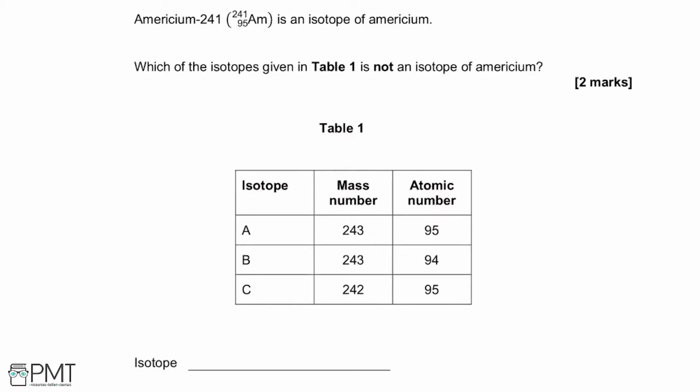Americium-241 is an isotope of americium. Which of the isotopes given in Table 1 is not an isotope of americium? The important thing for this question to know is what an isotope of the same element is. Isotopes of the same element, so atoms of the same element, have the same atomic number. The atomic number is the number of protons in an atom's nucleus. The mass number, on the other hand, is the number of protons plus the number of neutrons in the nucleus.